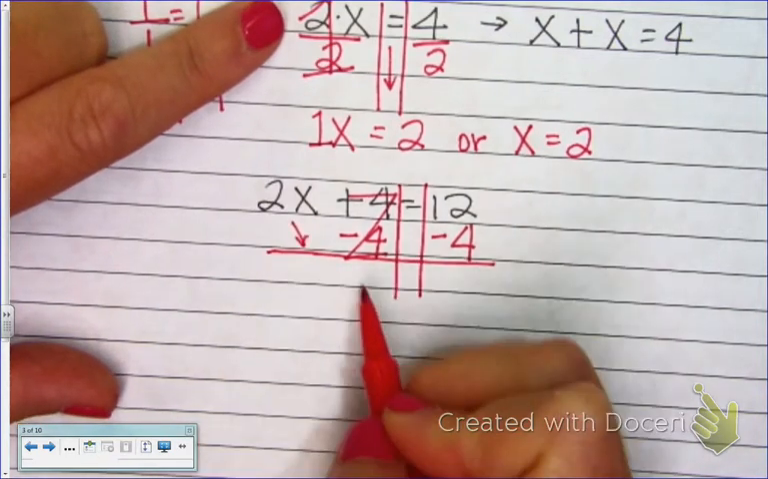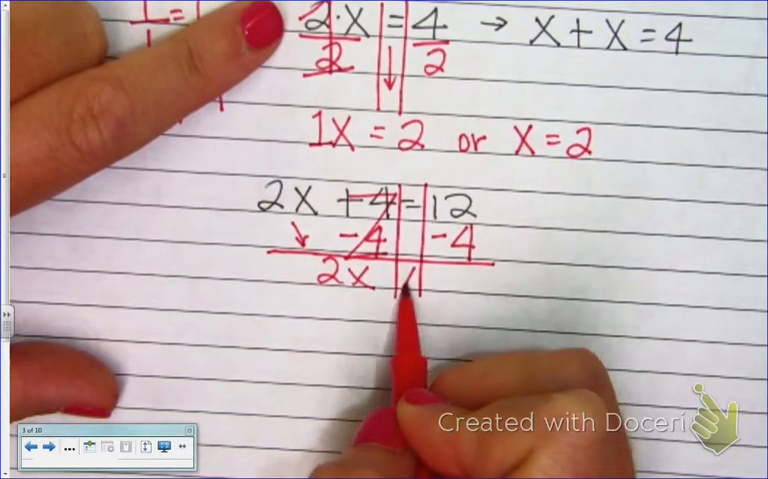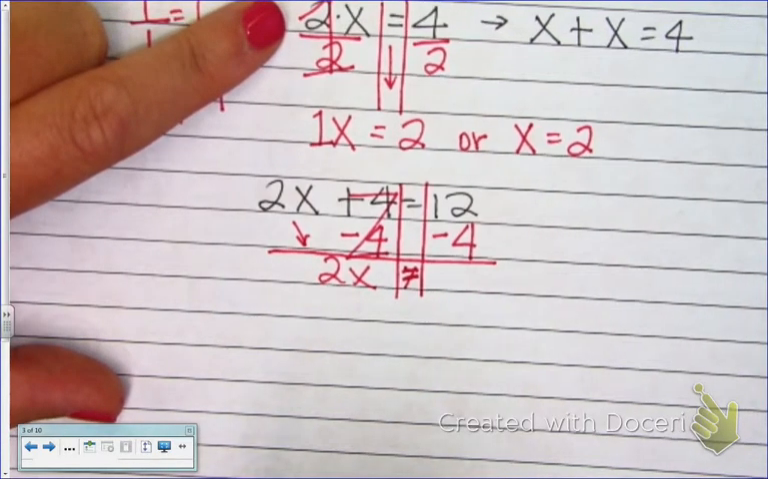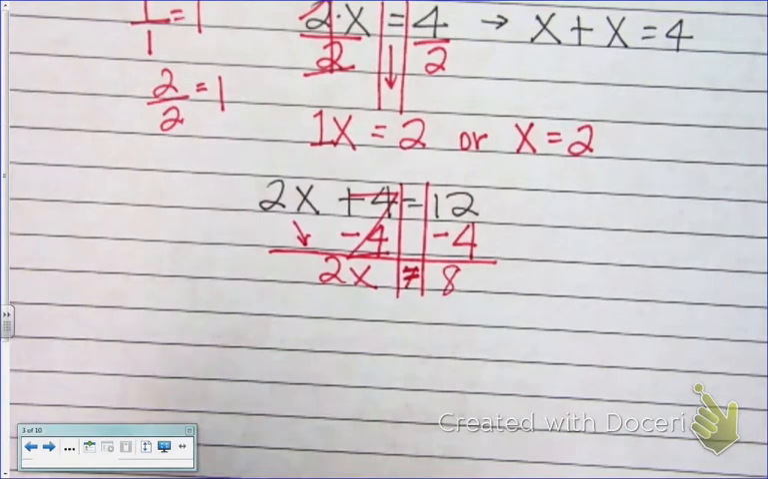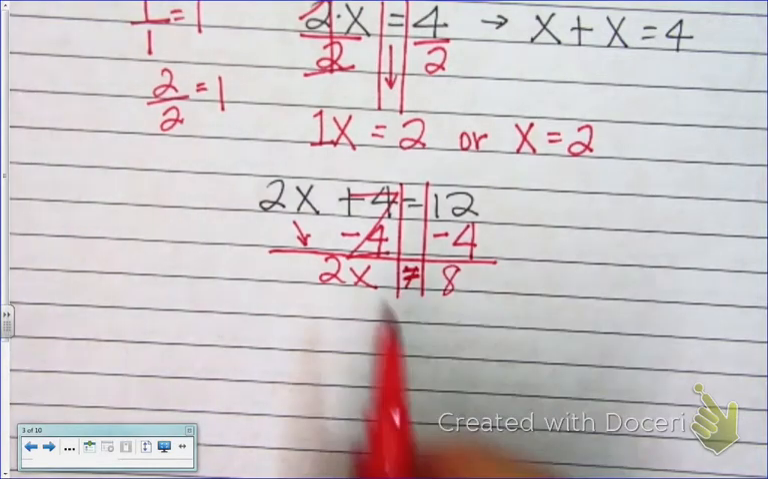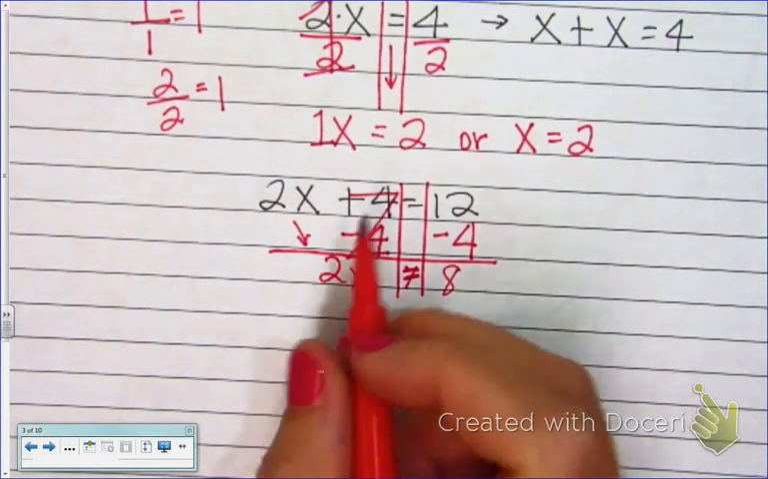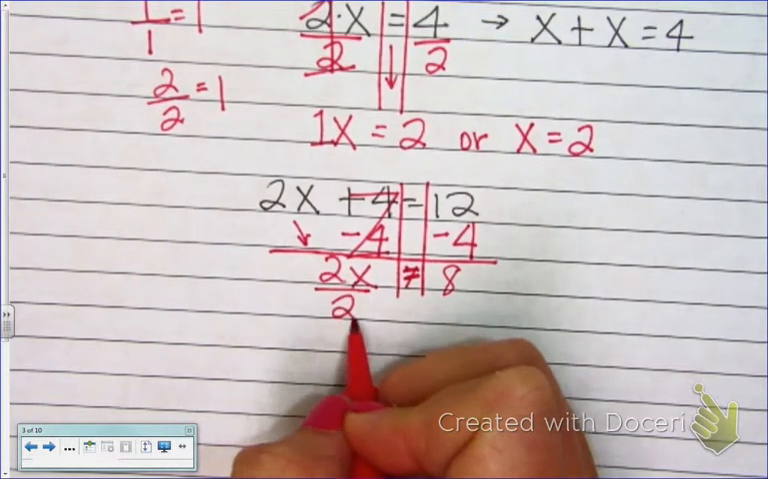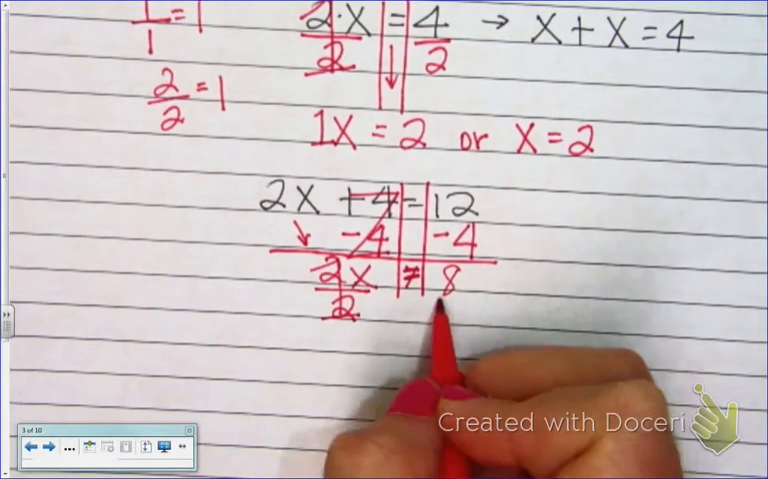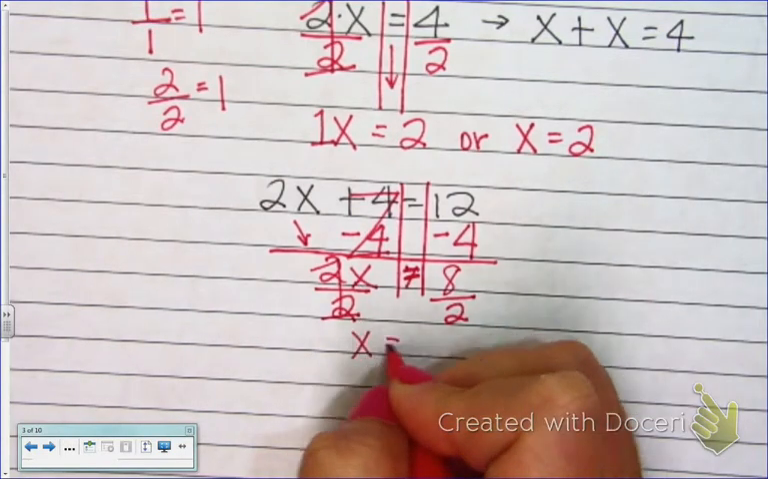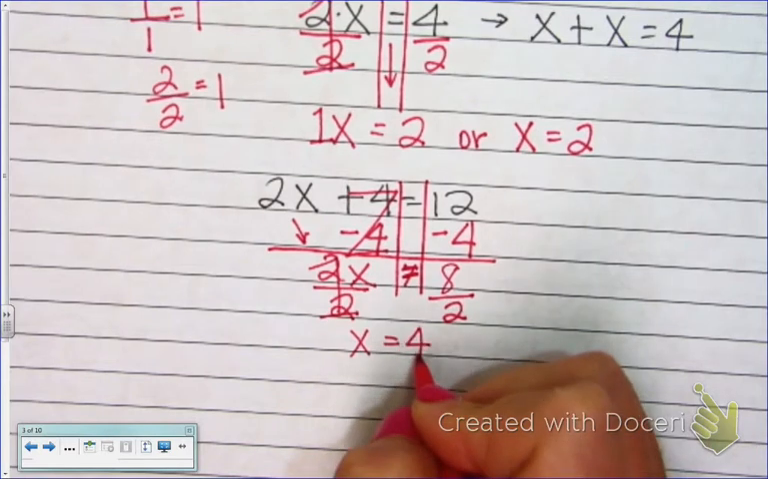We bring down our 2x, our equals, and then we have 12 minus 4, which is 8. Sorry, my thing is shaking so much. So, to get 1x, not 2x's, we take the opposite of multiplication, which is division. So we're going to divide by 2, so that becomes a 1. And then we have to do the same thing on the other side. So we're left with x equals 8 divided by 2, which is 4.